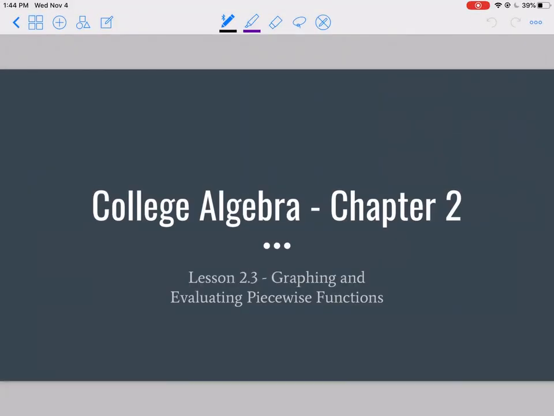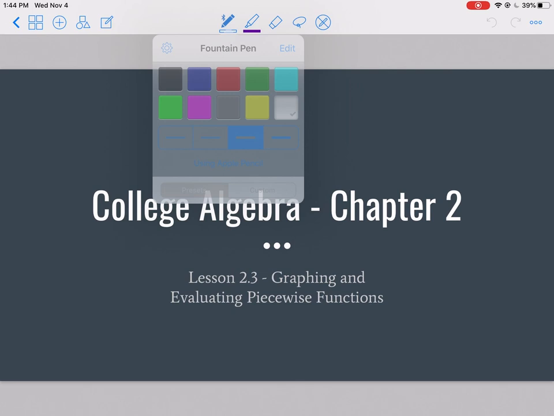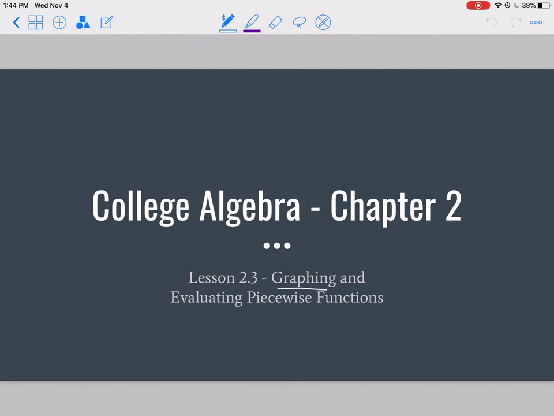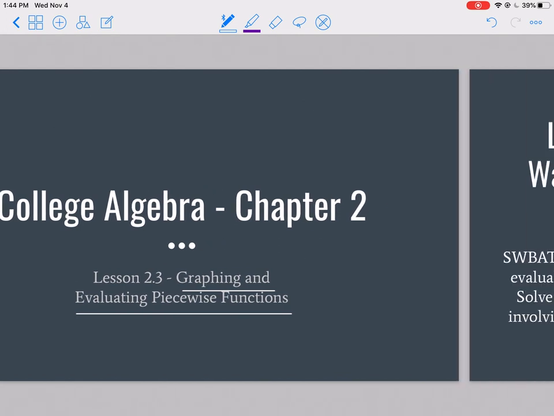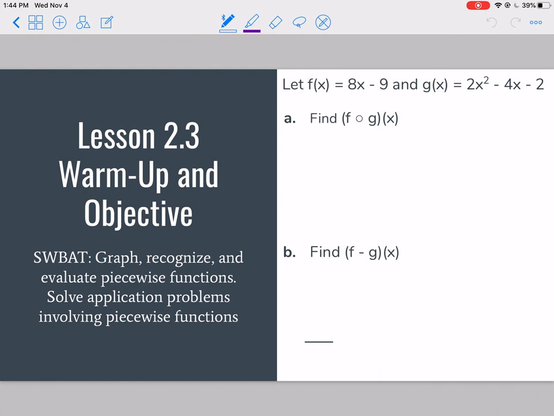Hey all, so today we are doing lesson 2.3, which is about graphing and evaluating piecewise functions. So go ahead and write that down. We have talked briefly about piecewise functions back in chapter 1. We just started an introduction to how to evaluate them, but today we'll go in a lot more depth about how to graph them. Okay, so like I said, we're going to be able to graph, recognize, evaluate piecewise functions, and solve application problems.